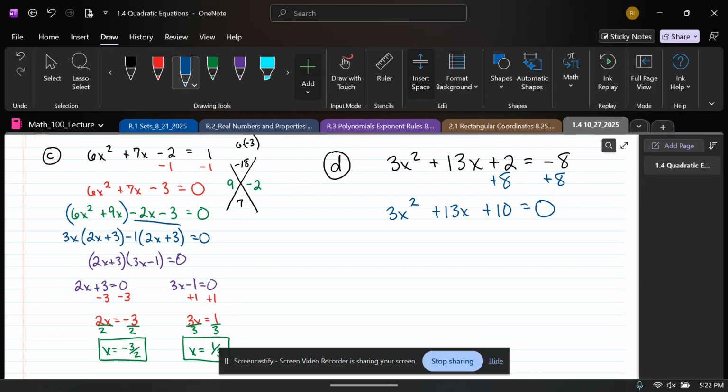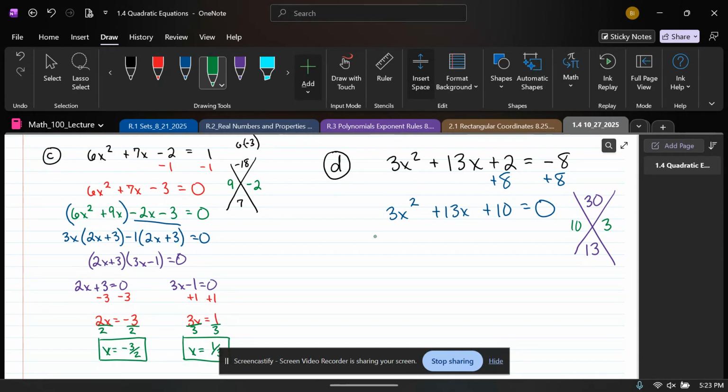Is there a GCF? 3, 13, and 10. I don't see anything that goes into all of those. So I'm ready for my X. What goes on the top of my X? 30. 3 times 10 is 30. 13 goes on the bottom. What two numbers do that? 10 and 3. It doesn't matter what order you put the 10 and 3 in there in the middle.